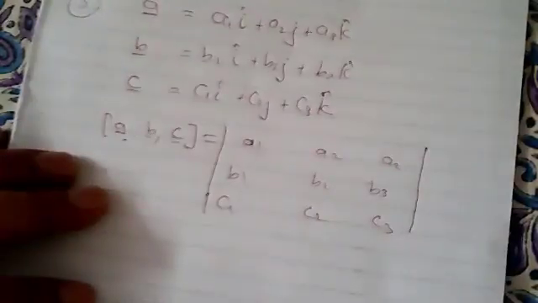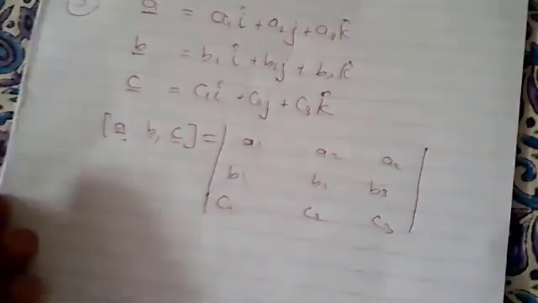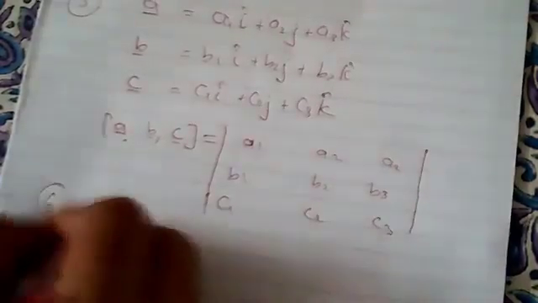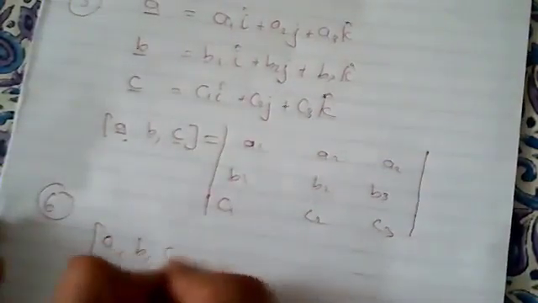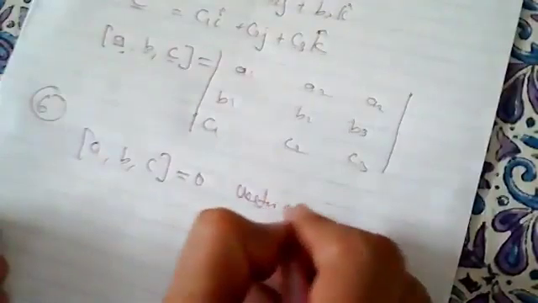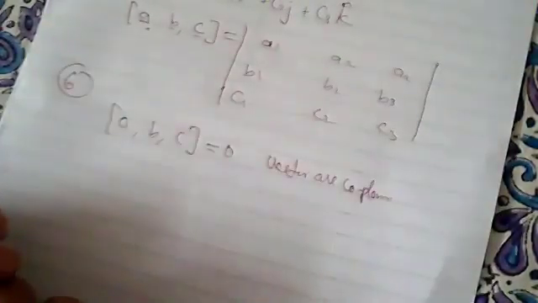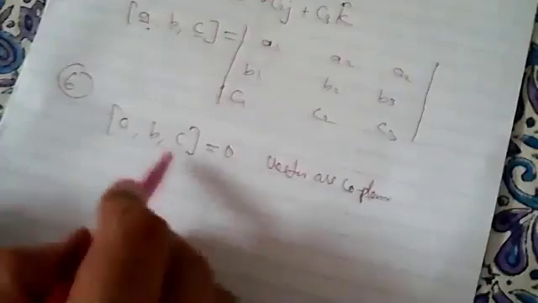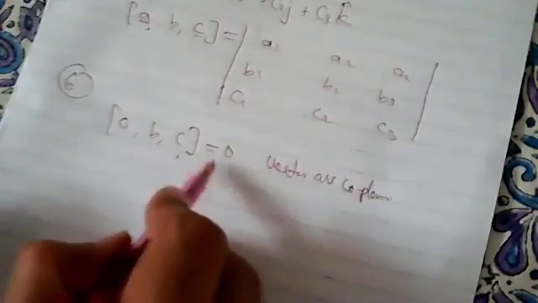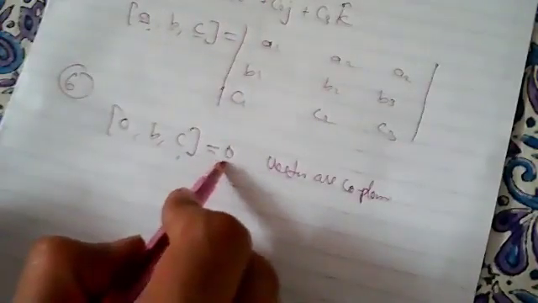So this is the property of the scalar triple product. Sixth property: if A, B, C equals 0, then mathematically we can say the vectors are coplanar. If the vectors lie in the same plane, then these vectors are coplanar. If you want to prove three vectors are coplanar, just take the scalar triple product. If the answer is 0, then the vectors are coplanar.